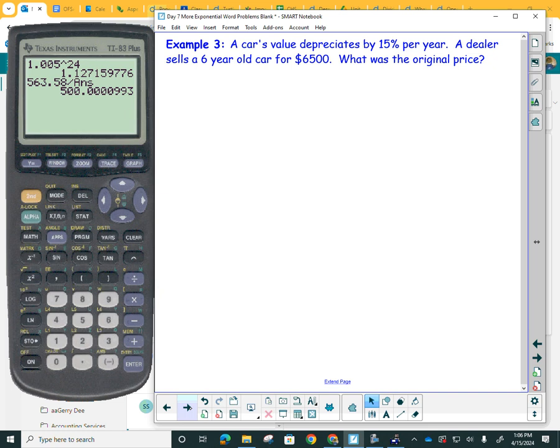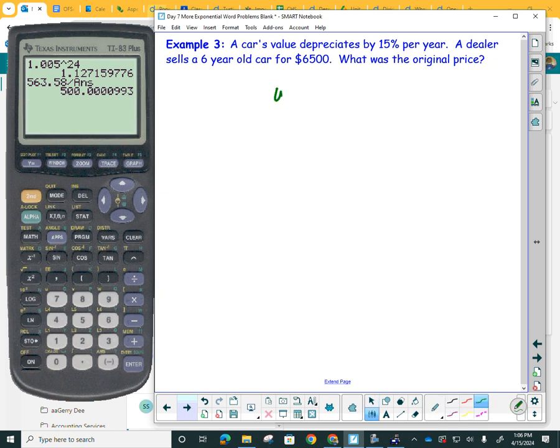In this third example, it says a car's value depreciates by 15% per year. A dealer sells a 6-year-old car for $6,500. What was the original price? So cars lose their value when you drive them off the lot. They lose a lot of value. A used car obviously is worth a lot less than a new car. That's why some people only buy used cars, because of how much it depreciates. And even after the first year, you lose a lot of its value. But it is a decay, so depreciation is a decay.